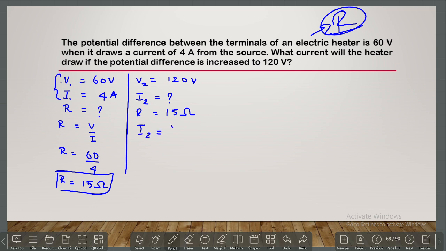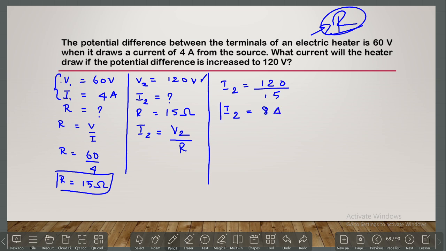I2 is equal to V2 by R. So I2 is equal to, what is the value of V2? 120. It's given over here. The potential difference has increased, but the resistance is going to remain the same. It's going to be 15. If you simplify these two numbers, it will be equal to 8 ampere.